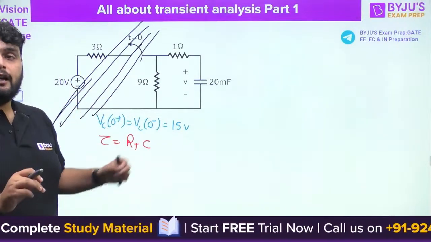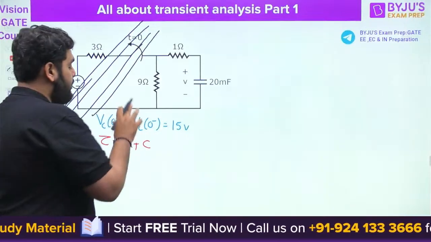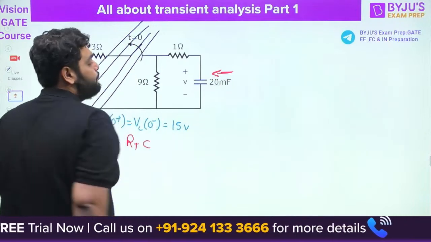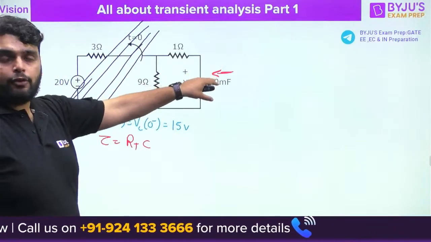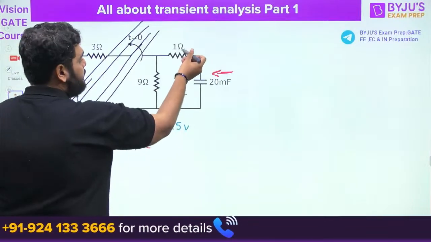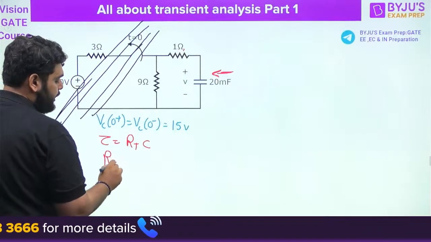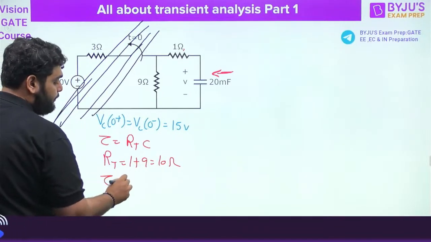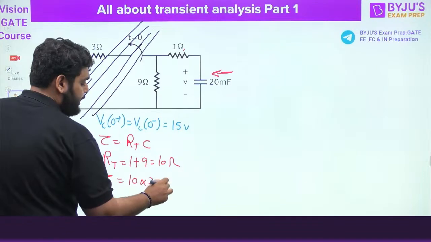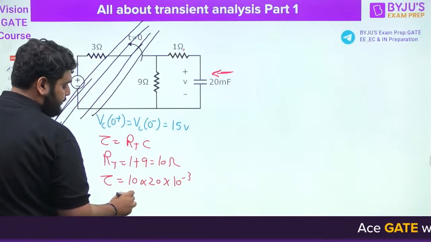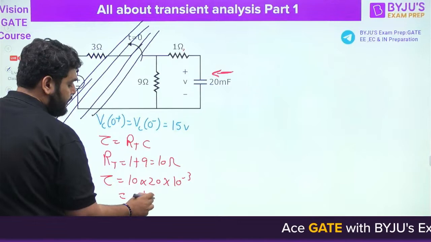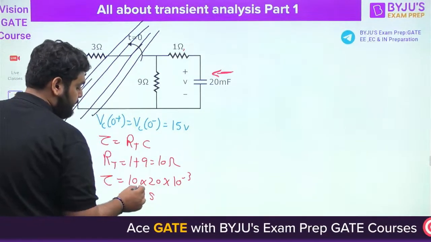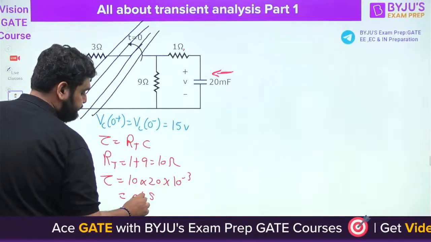Now understand how to find the total resistance. For the total resistance, you have to observe from the energy storage element side. If you observe from here, 1 ohm and 9 ohm are in series. So we have 1 plus 9 equal to 10 ohm. So tau comes out to be 10 multiplied by 20 into 10 raised to power minus 3. So it comes out to be 0.1 seconds. Sorry, it comes out to be 0.2 seconds.